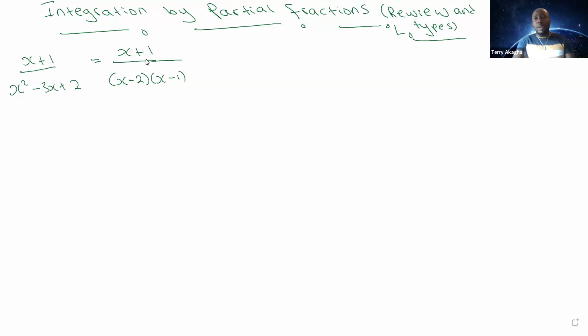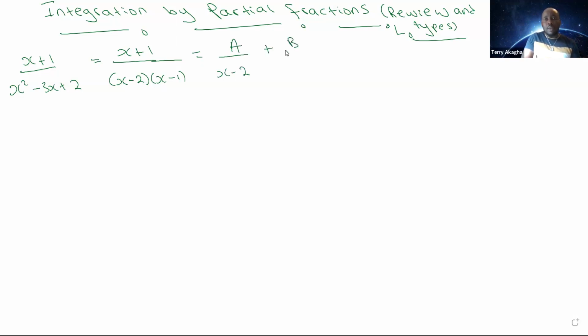We have about 4 or 5 types of partial fractions, and I talked about them in the previous video. I'm just going to remind us how to solve them. For this kind of partial fraction, it's going to be a over x minus 2 plus b over x minus 1. Each type has a particular format you have to follow.